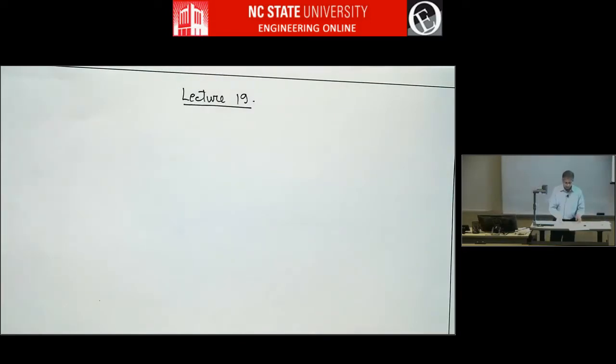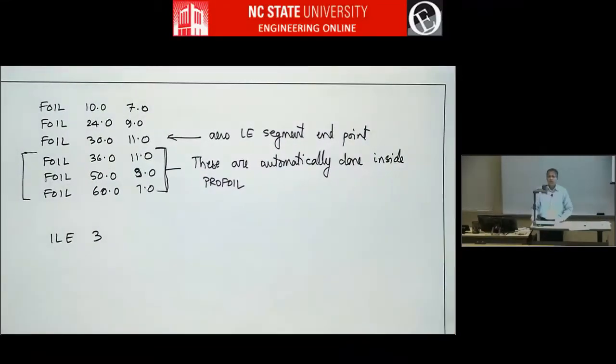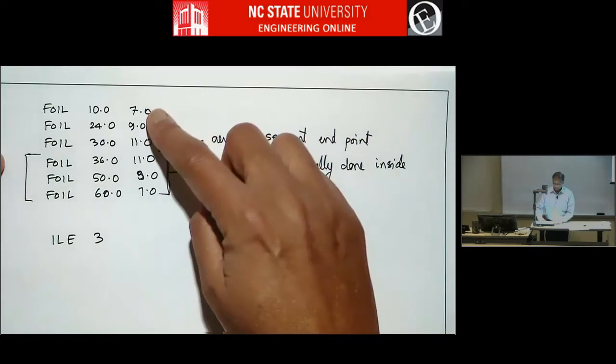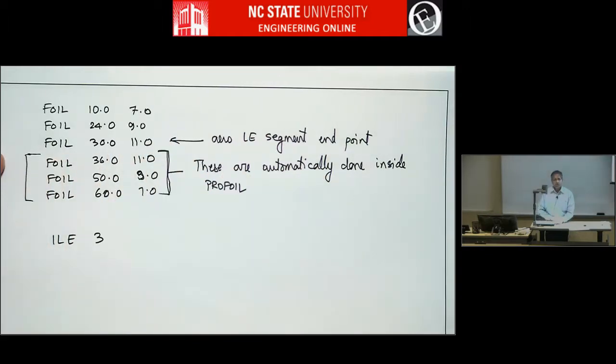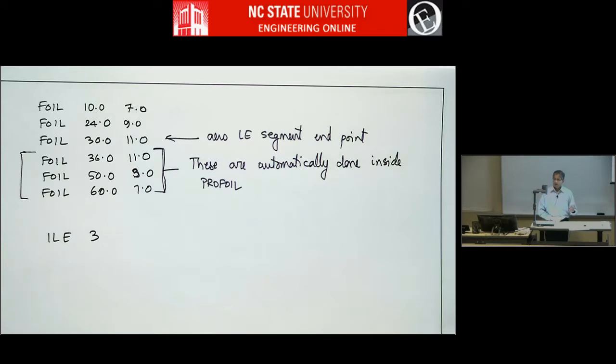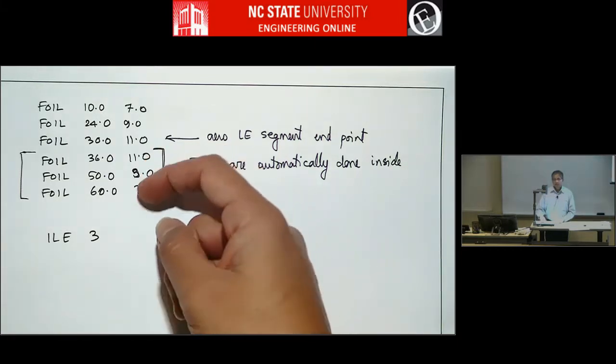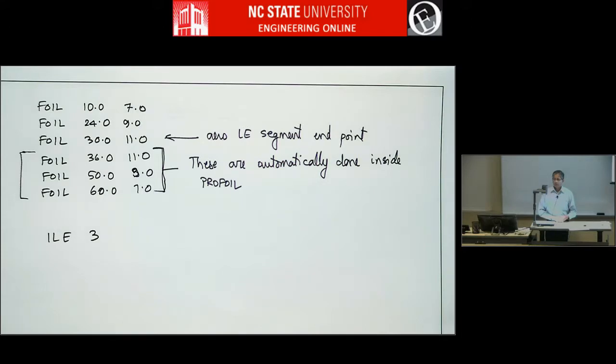So we talked about how you need to write the foil lines only for, there are 6 segments, but you need to put the foil lines only for 3 of them, because if you put the foil lines for these 3, these are automatically generated by Profoil. And that's a huge benefit, because if you have to constantly mirror these and put the lower surface segments, it's not only very user unfriendly, but it also gives rise to the possibility of mistakes.